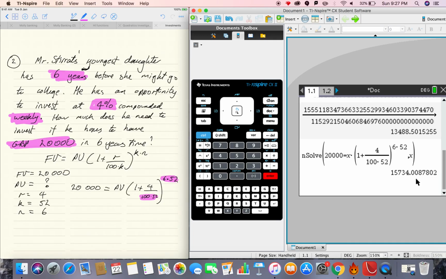So we are saying that the present value, PV, the amount you have to invest, is 15,734.01 GBP. That's pretty interesting, isn't it? Because if you think about it, in 6 years, if I invest 15,000 or 16,000, that's going to grow to 20,000. That's quite a nice chunk of growth, isn't it? 4% for 6 years. So I gain about 4,000 here, well, 4,300.